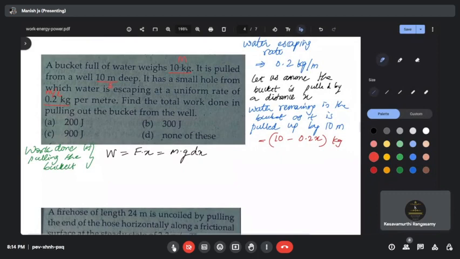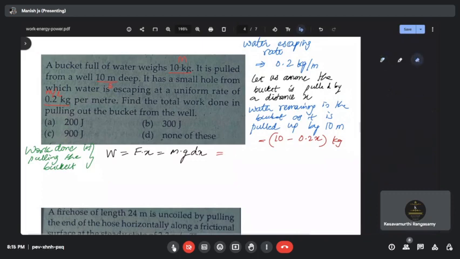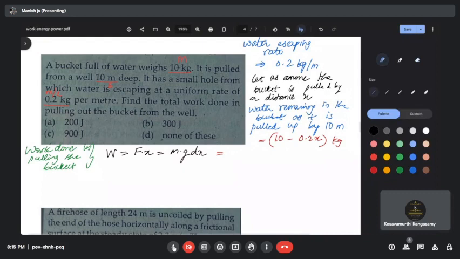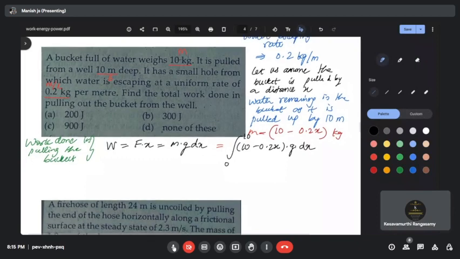Now I can integrate on both sides, as you pull it until 10 meters. Mass is not constant, sorry, because here we have expressed mass as a function: m is 10 minus 0.2x. So I need to substitute that in place of m, which gives 10 minus 0.2x, into g, into dx, integrated from 0 to 10. Are you guys getting it? So this is what needs to be done, and now you need to go for integration.